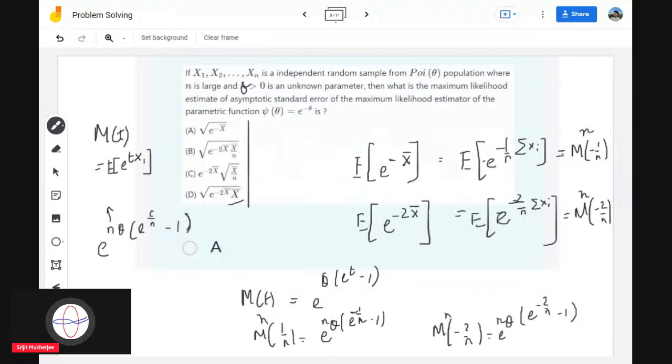Yeah. So you understand that. Thank you, Romit. It makes sense. So I said the MLE is consistent, so this must go to 0.